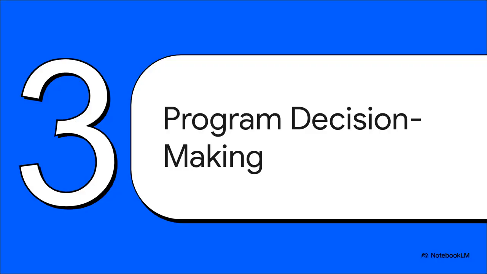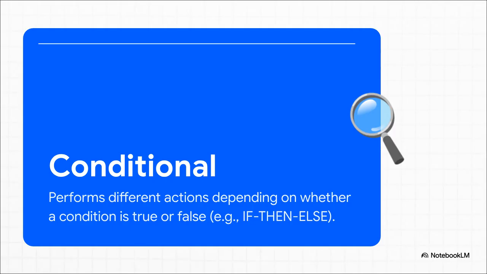Okay, we've taught our program to repeat itself, and we've taught it to listen. Now for the really, really cool part: teaching it how to make a choice, how to come to a fork in the road and decide, based on the information it has, which path it should take. We do this with something called a conditional.